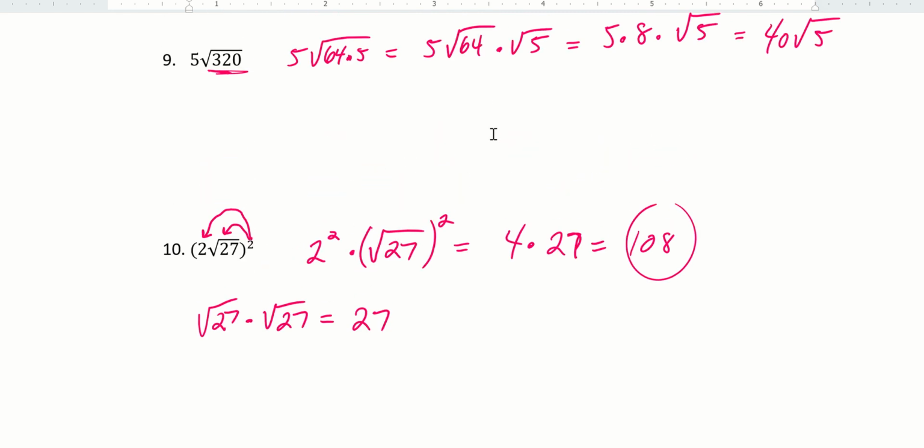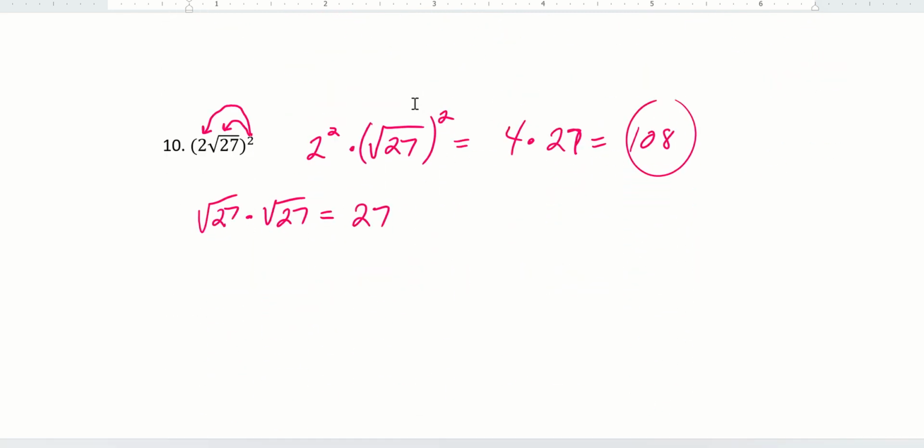So that was a bunch of different examples. I know that this can be a little bit intimidating and there's a lot of rules, but with practice, you'll get the hang of it.